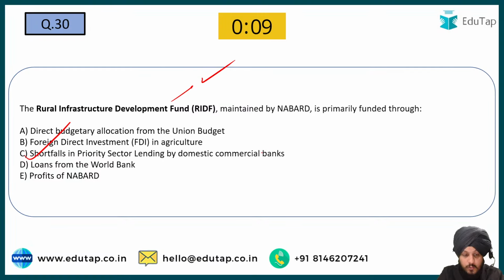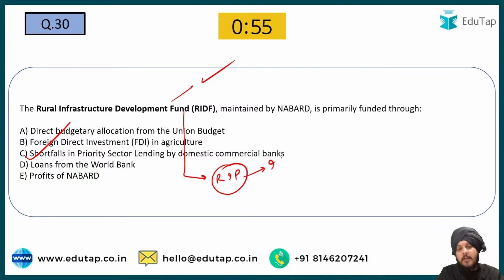So if you talk about this Rural Infrastructure Development Fund, right, it is maintained by NABARD. And first of all, what is the purpose of this fund? This fund is basically created in order to finance different kind of rural infrastructure projects, right? What type of rural infrastructure projects? For example, the projects related to irrigation, it can be regarding the roads, regarding the buildings, right, bridges, all such sort of things in the rural areas.